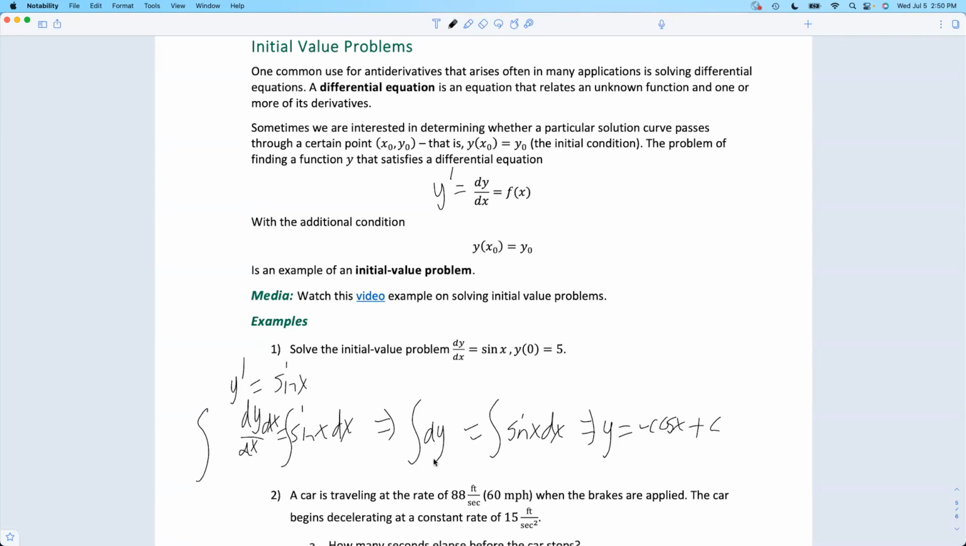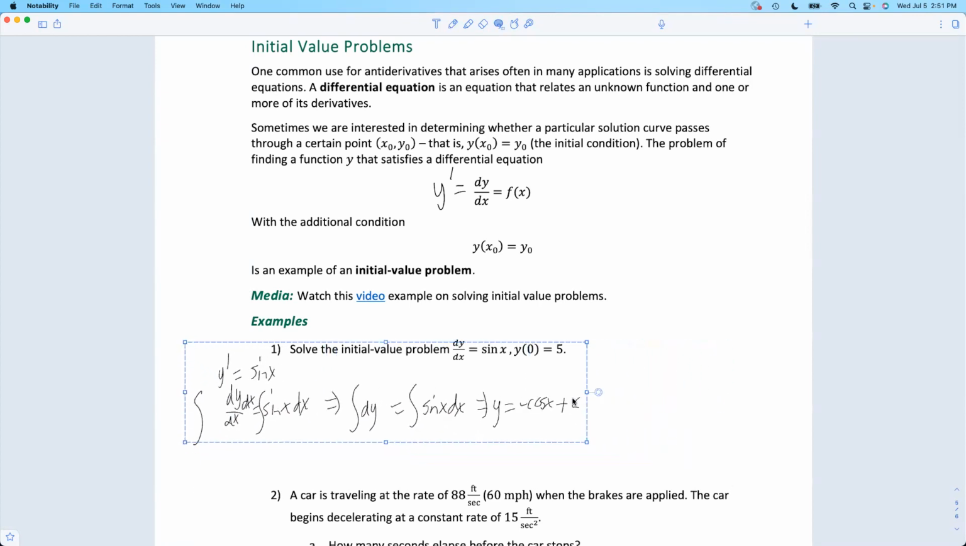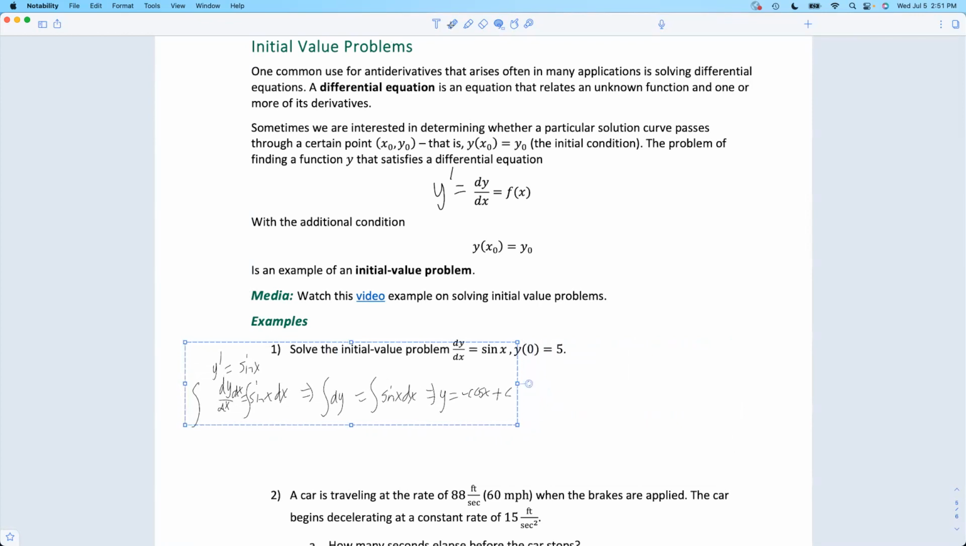So we kind of figured this out ahead of time. I'm looking for some function whose derivative is sine of x. That's negative cosine of x. Now I want to satisfy this initial value. So this right here is really y of x. Remember, y is a function of x here. I'm going to make all this a little smaller so I can fit everything in here. Okay, so this is really y of x is negative cosine of x plus c.